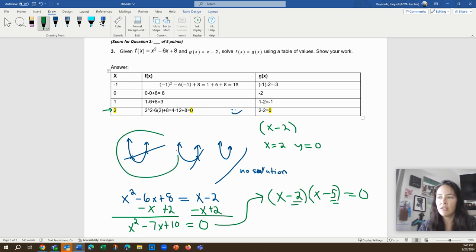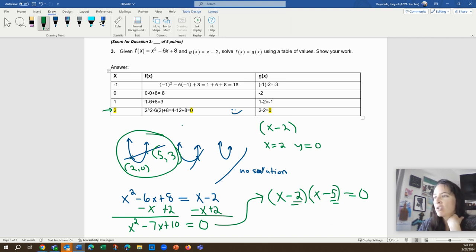There's definitely two solutions. The graph will look like that. We will have one solution at (2, 0), and we'll have another solution at x equals 5. I don't know what it would be. 5 would be (5, 3). There we go. Those would be the solutions, the points of intersection. That's what I'm writing over here.